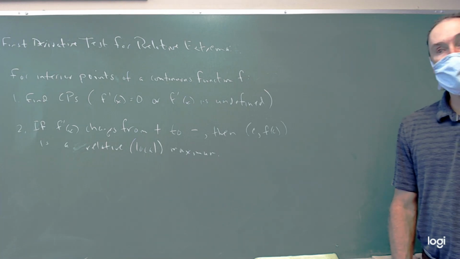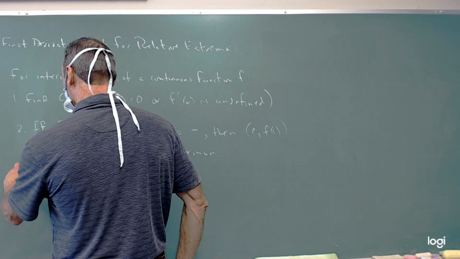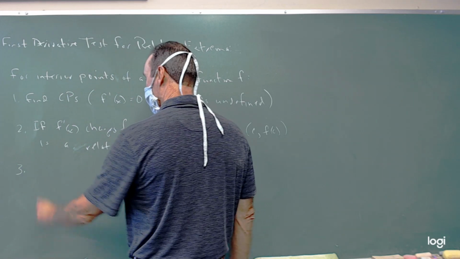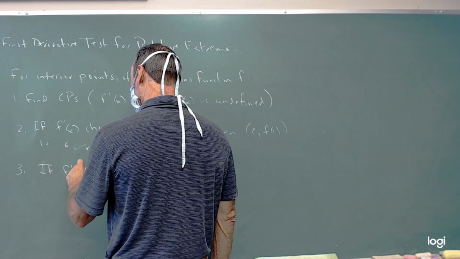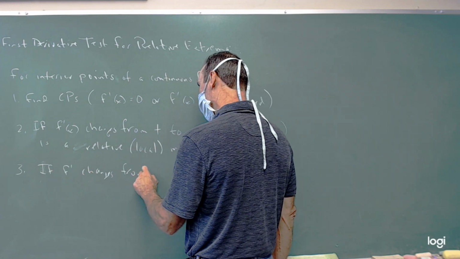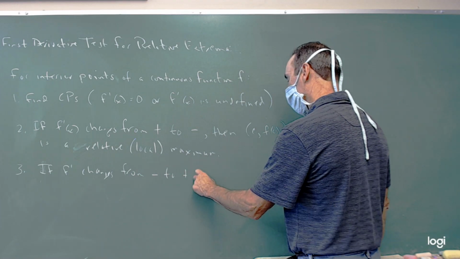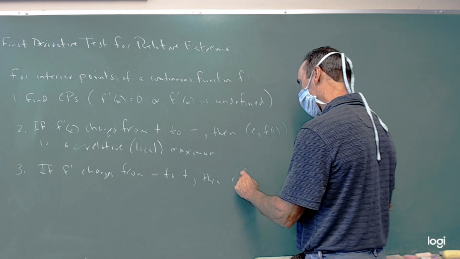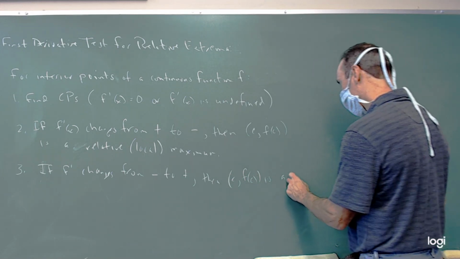Remember that? And likewise, I'm not going to say as much, but if f prime changes from negative to positive, then C comma f of C is a relative min.